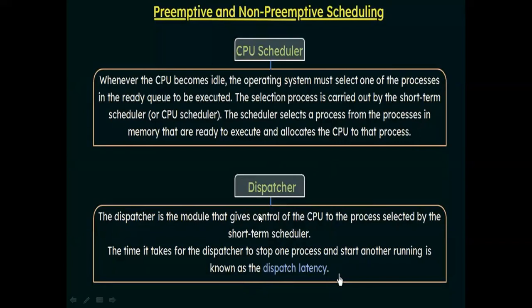The dispatcher is nothing but a module that gives control of the CPU to the process selected by the short-term scheduler. We can also see the dispatch latency, which is defined as the time taken for the dispatcher to stop one process and start another process running.